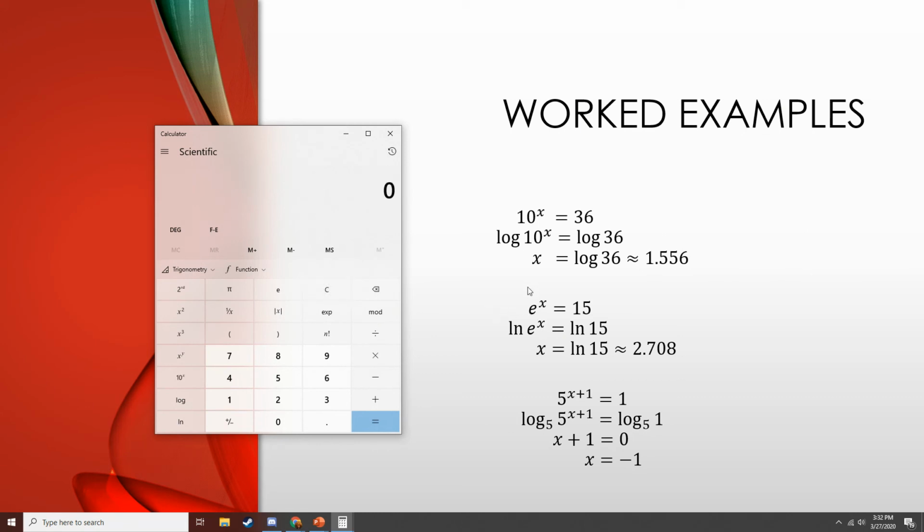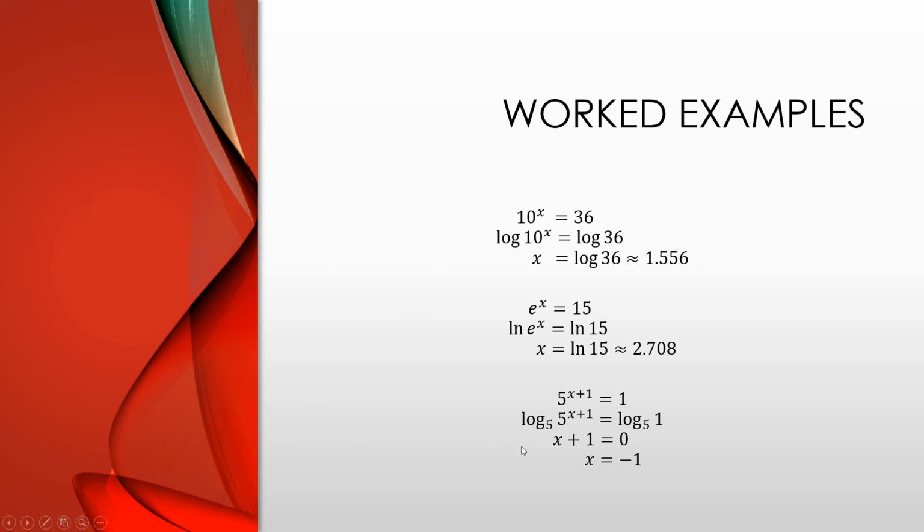Next up, I've got e to the x. So I'm going to do the natural log of both sides. So I'm looking at x to be the natural logarithm of 15, about 2.708, and so on. Next one, though, I don't actually need a calculator for. I do the log base 5 of both sides, and I ask myself, well, 5 raised to what power gives me 1? And you'll say, well, 5 to the 0 power. So this right-hand side, when I take the log base 5, just comes out to be 0. Subtract 1 from both sides, and I've got what my x value is.